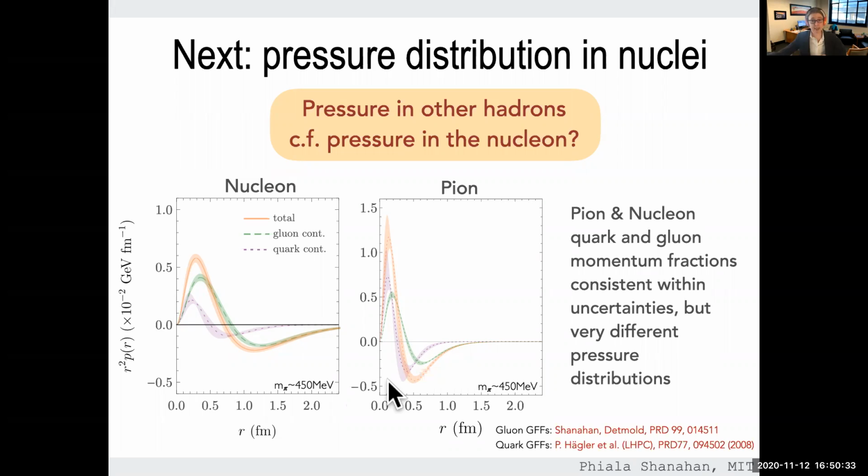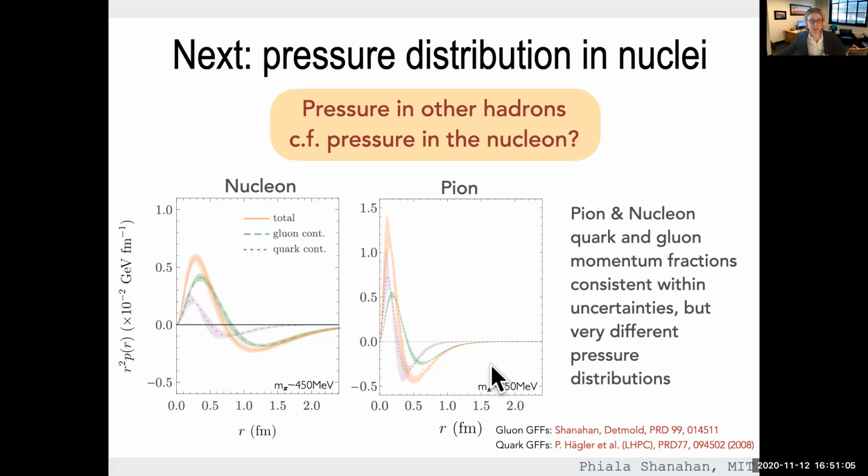And what you see is that although if you look just at the simplest static quantities, like the momentum carried by quarks and gluons in the proton versus the pion, in each case they're quite similar. Quarks and gluons carry about 50% each of the momentum of the proton and also of the pion. If you add the extra dimension and look not just at the single quantity, but at this distribution, you see they have quite different pressure distributions. The one for the pion has a higher peak and a much shorter radial extent.